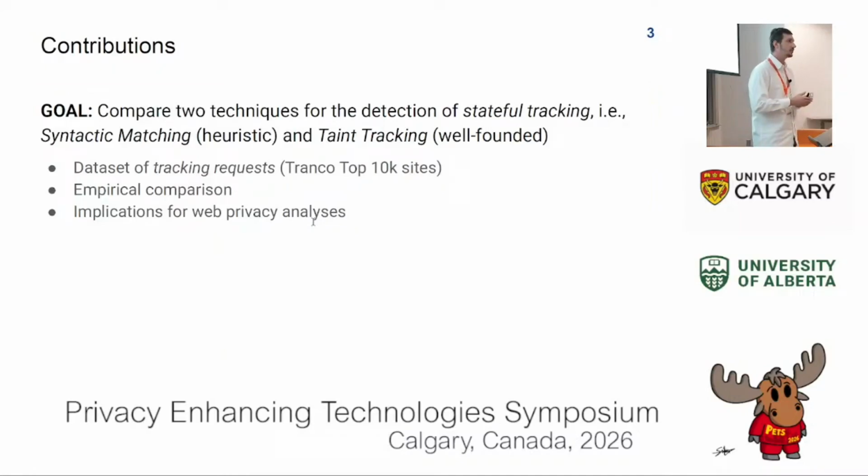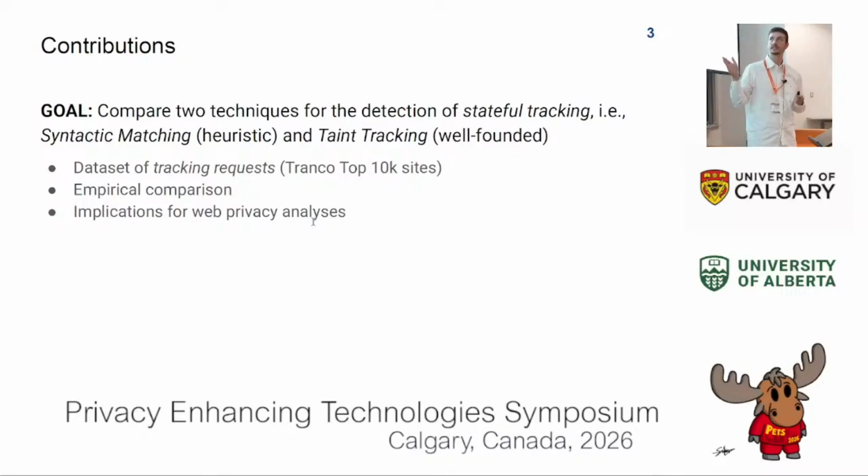However, the problem is, how effectively do these techniques work? That's what we do. We compare two representative techniques. One based on heuristics, which is syntactic matching, and a more principled one, which is taint tracking.